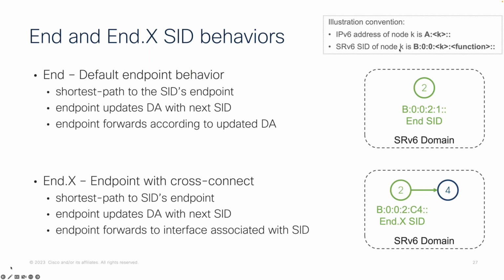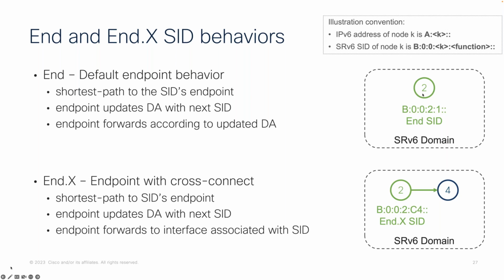The SRv6 SIDs are assigned from a different address block, B00K, where K is a node number, followed by a function value, right? So when we talk about locator function, B00K makes up the locator, and then we're followed by a function in the IPv6 address. So at node 2, we instantiate an N SID of B002:1, and that's just local to this node.